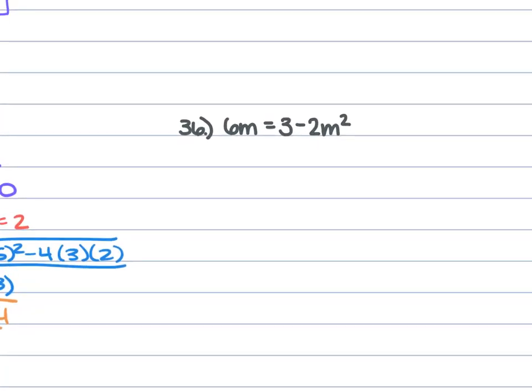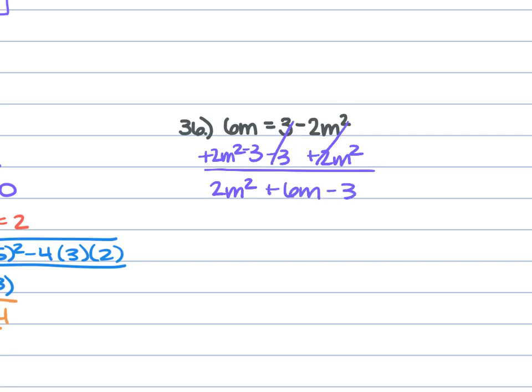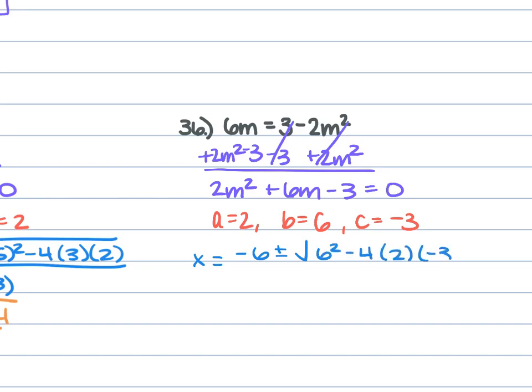For 36, we have 6m is equal to 3 minus 2m squared. I'm going to add this 2m squared to both sides, as well as subtract the 3 from each side to give us 2m squared plus 6m minus 3 is equal to 0. Our a is 2, our b is 6, our c is negative 3. So x is equal to negative 6 plus or minus the square root of 6 squared minus 4 times 2 times negative 3 all over 2 times 2.